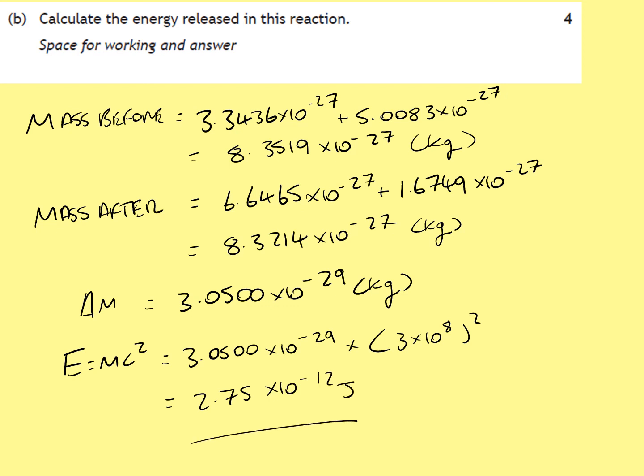So the only time we do rounding is right at the very end. This avoids us making mistakes because we're dealing with very, very small numbers here. There's lots of numbers on this page. So the way to keep yourself accurate is to lay it out properly. Mass before, mass after, change in mass, and then E is equal to mc squared.